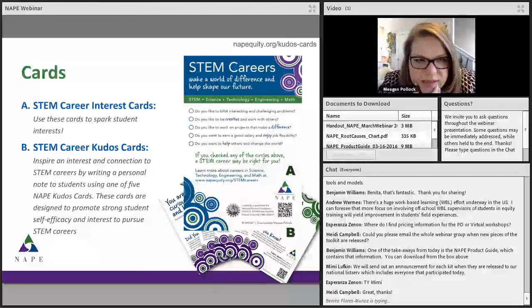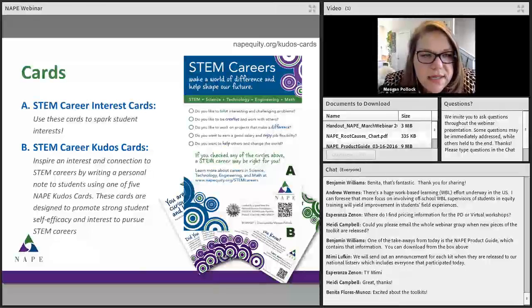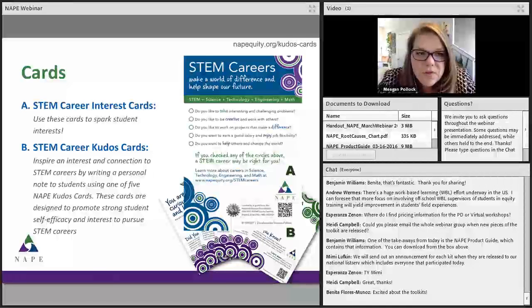And I'm sorry that this top picture is overlapping the bottom ones, but the bottom ones are our kudos cards, and these are connected, again, drawing on the literature and self-efficacy and the effective STEM messaging. But they're designed for you to write notes to students, helping them to connect what they have done or achieved or what you've noticed with a STEM career. And so those are really grounded in self-efficacy theory.